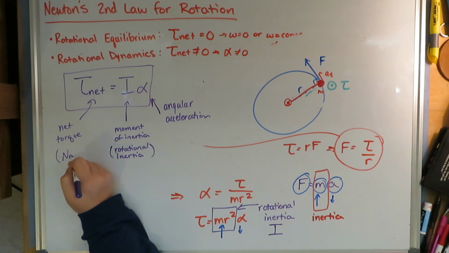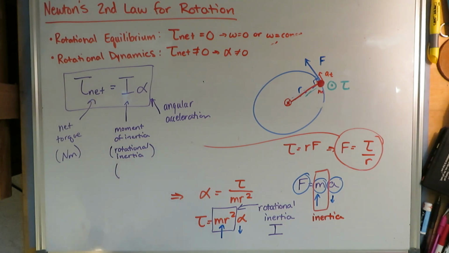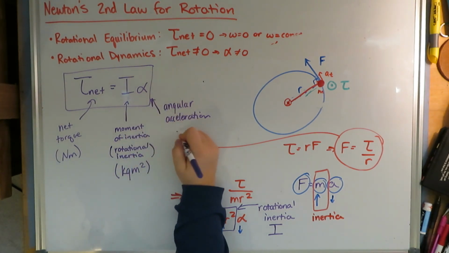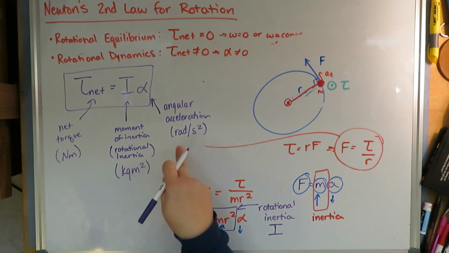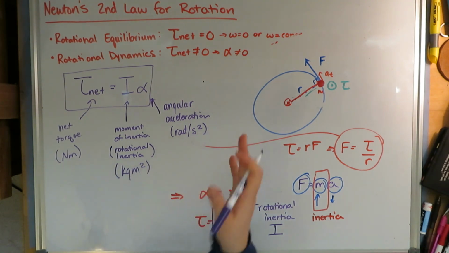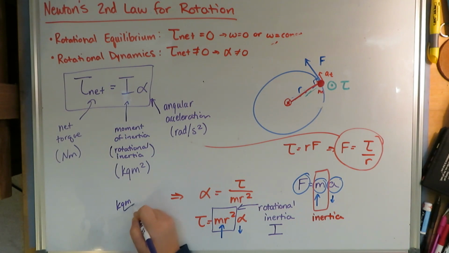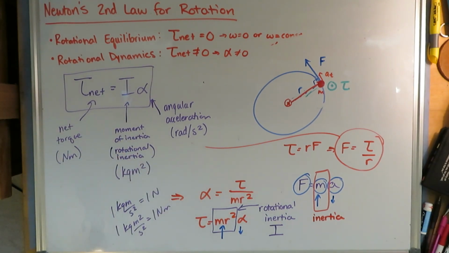Net torque has to be in units of Newton meters. Rotational inertia is a mass times a distance squared, so it's going to be kilogram meter squared. And angular acceleration is in radians per second squared. Remember, anytime you multiply radians by anything else, the radians is just a placeholder. So if I multiply, I get kilogram meter squared per second squared. A kilogram meter per second squared is a Newton. So a kilogram meter squared per second squared is equal to a Newton meter. So you see the units actually do work out.